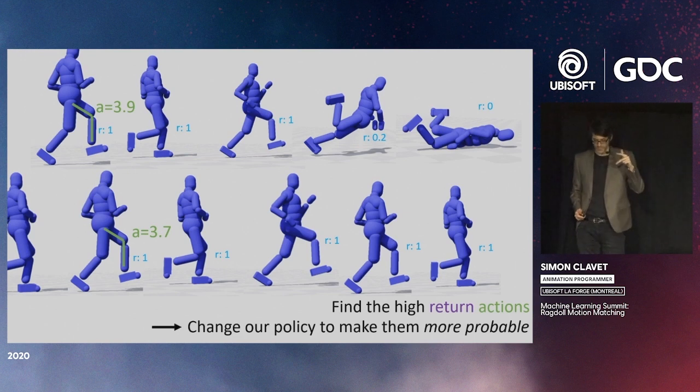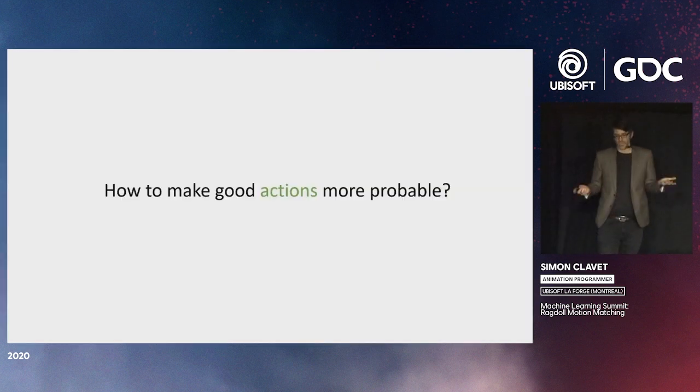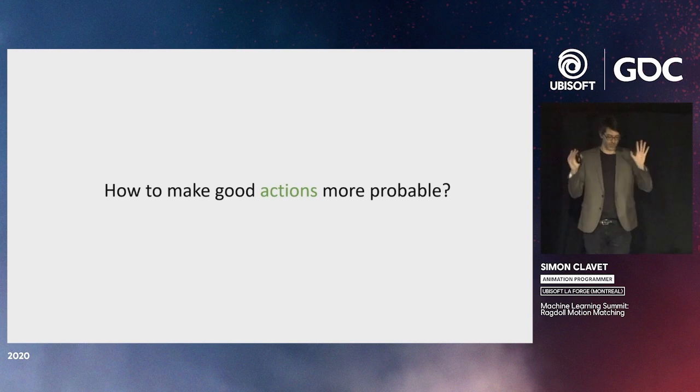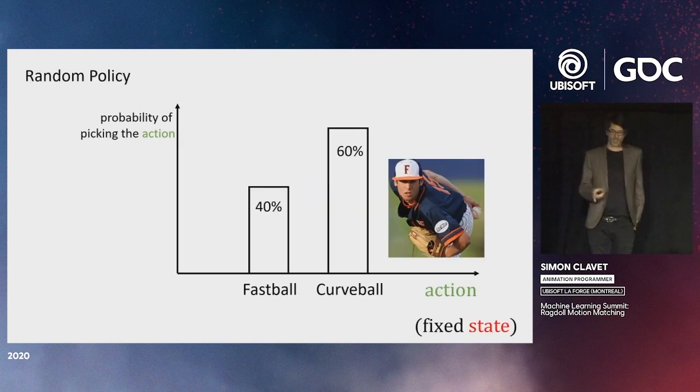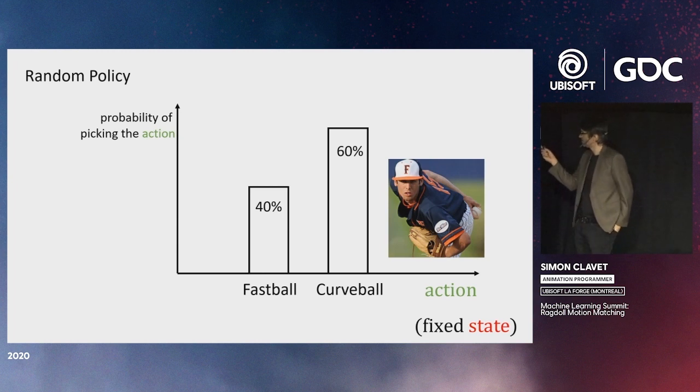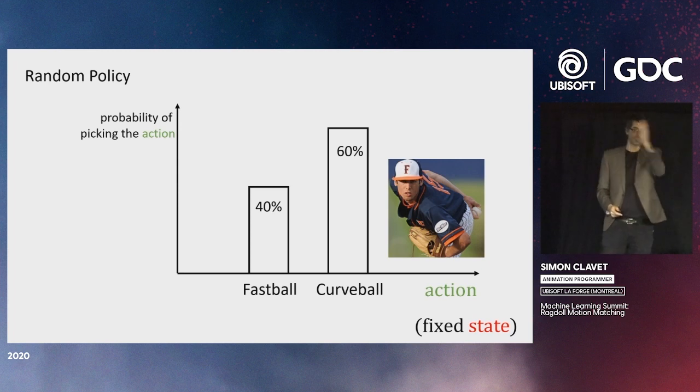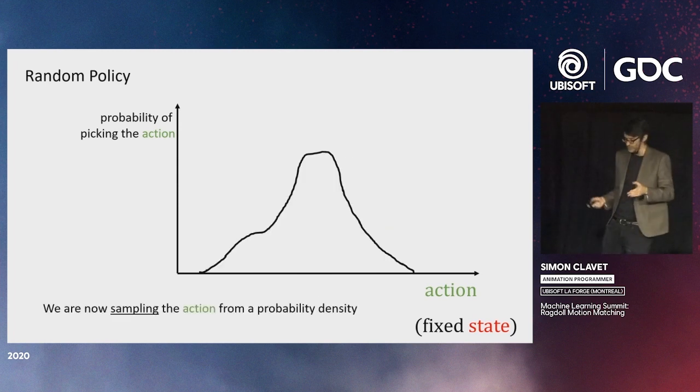Let's start with the second one: how to make good actions more probable. Let's say we already know which ones are good. So we go back to this little drawing, a random policy. There's the action there. We're in a fixed state. Let's say the state is fixed. And now this graph is the probability of picking the action. But now we're in continuous space, so it's more like this.